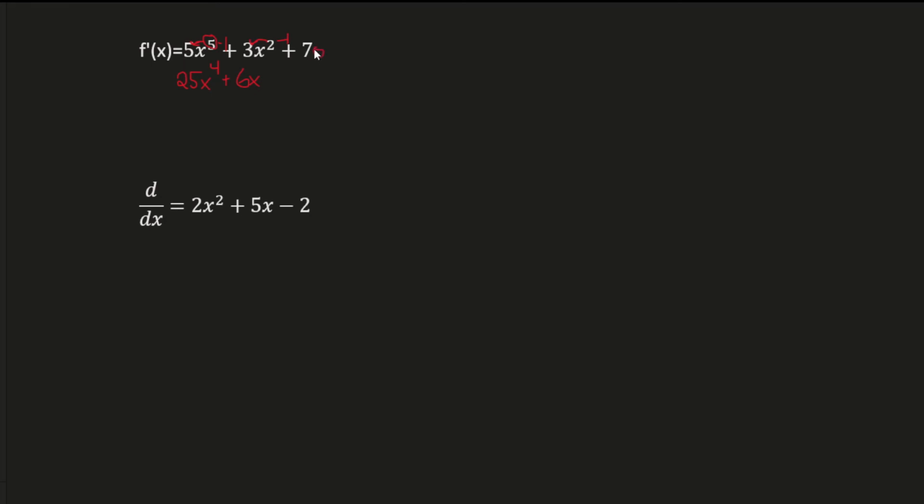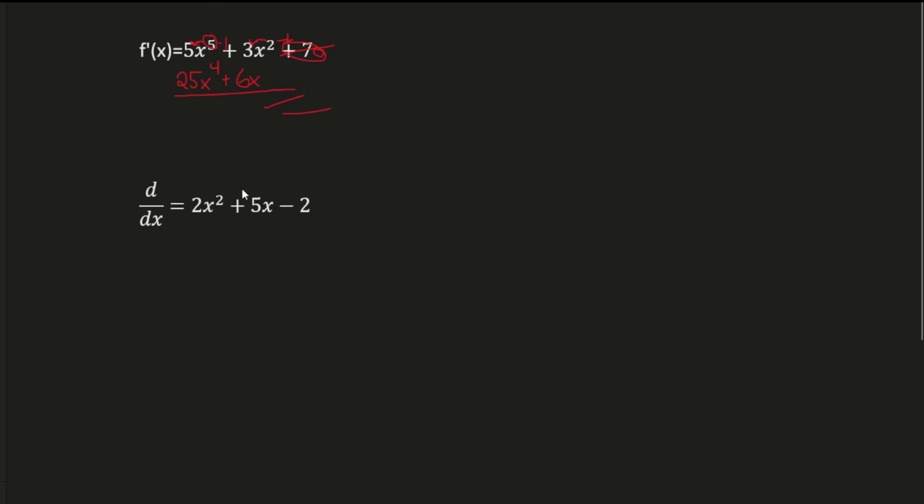Now notice that we don't have an x here, so we're not going to be able to do this process. At this point, we would just cross out this whole variable. And this here is our answer. 25x to the 4th plus 6x.